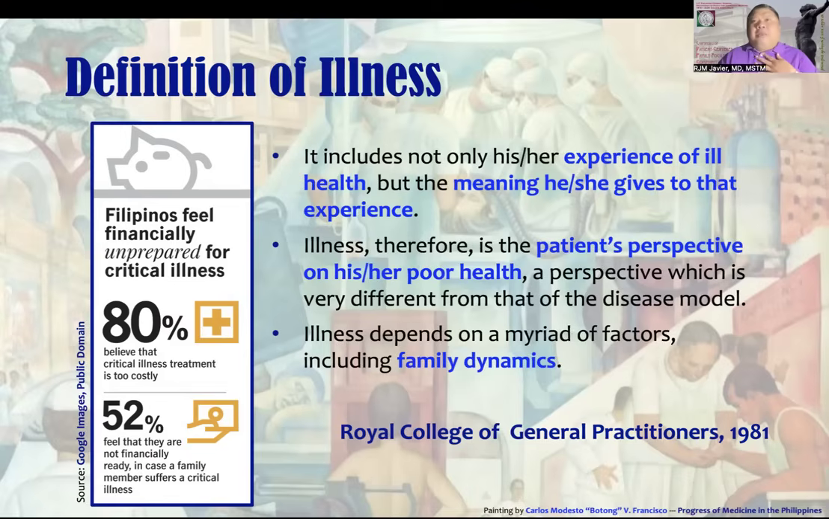For example, when my mom died of metastatic breast cancer, that breast cancer didn't just affect my mom. It also impacted on my dad. It also impacted on all the children, even the adult children and even the grandchildren. That's what we mean by illness.